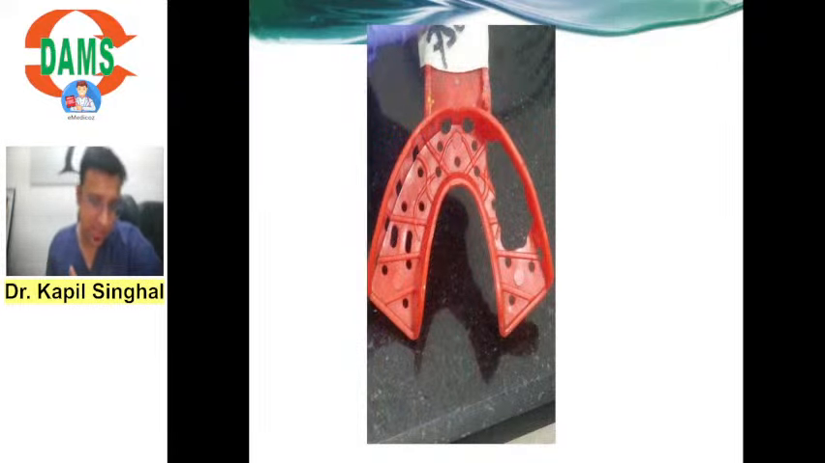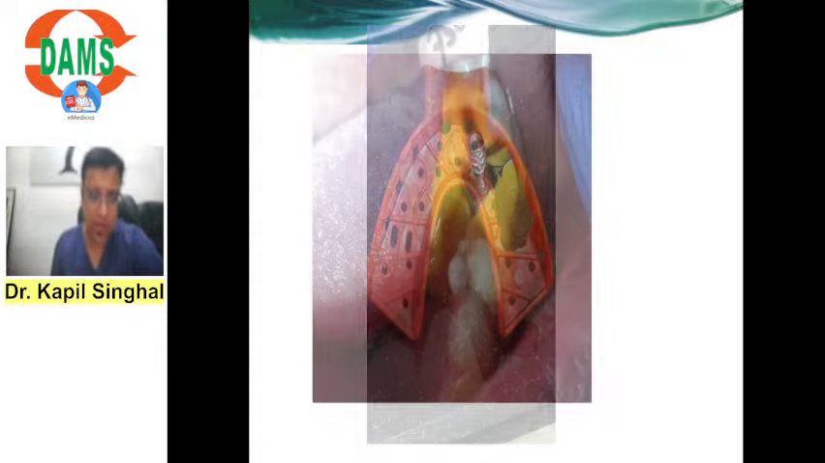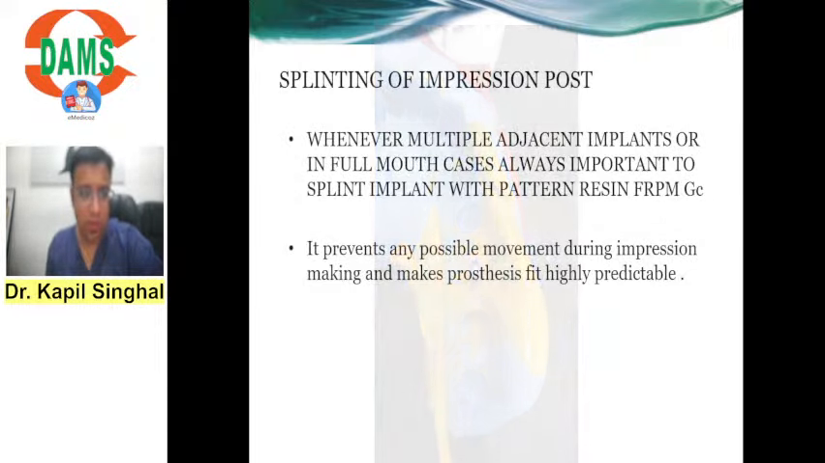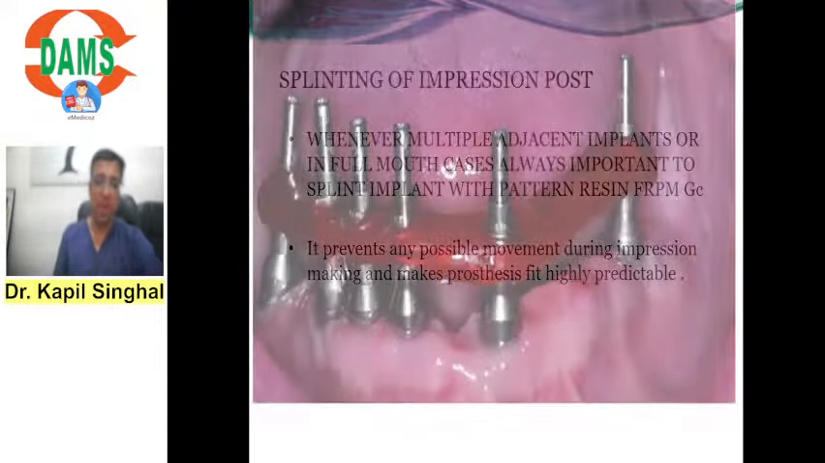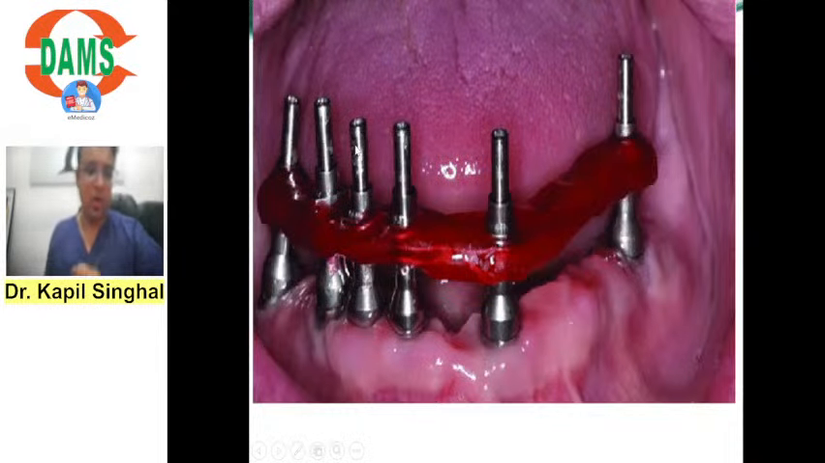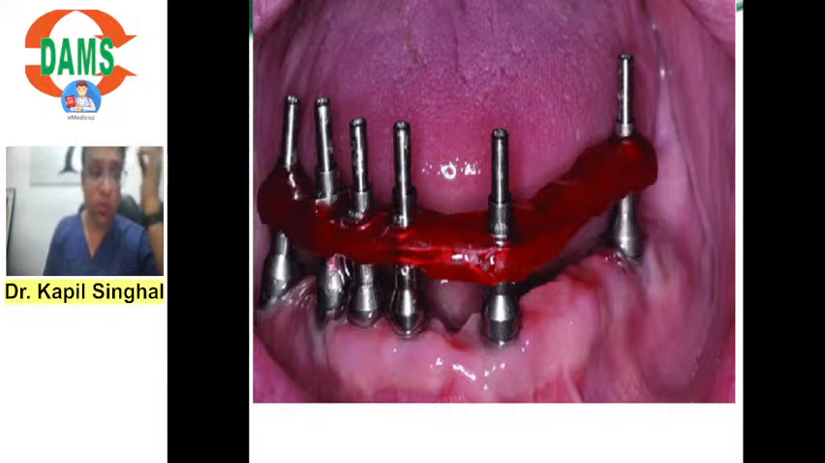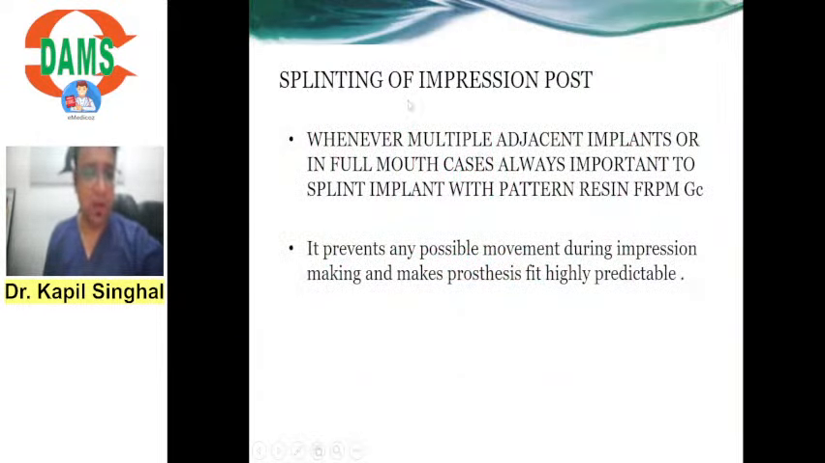Now, because I've seen examiners asking a lot of questions in implants that generally are not very simple, I'll go slightly deeper into impressions. They may ask you that a lot of times there is more than one implant adjacent to each other, which means there could be two implants, three, four, five implants, or even a full mouth. So when there are more than one adjacent implants and you need to make an impression, there is a procedure known as splinting of the impression post.